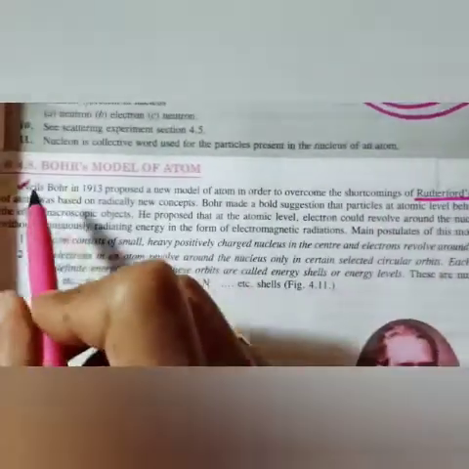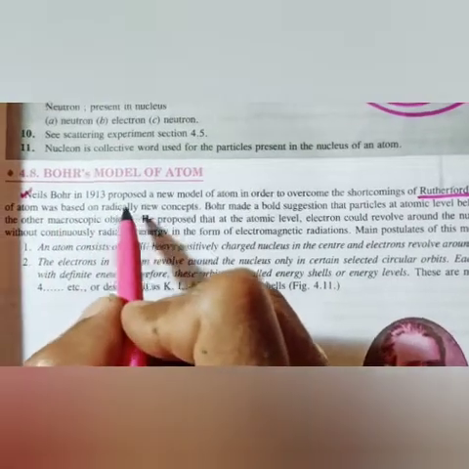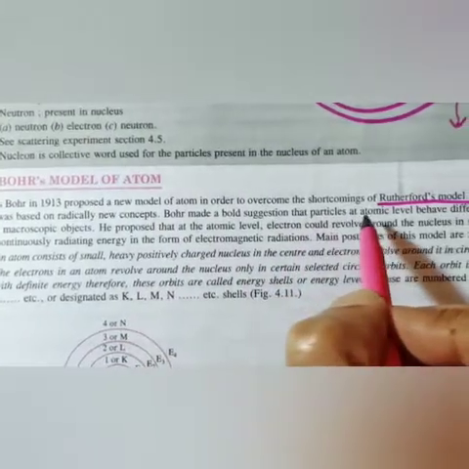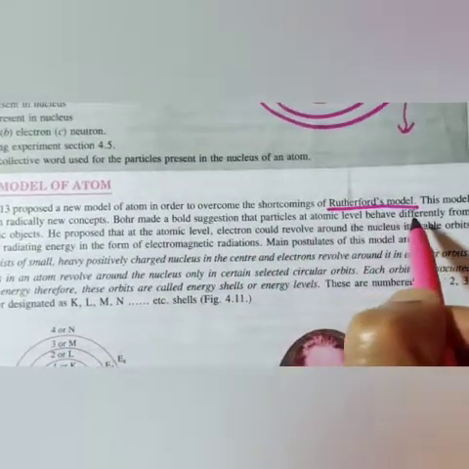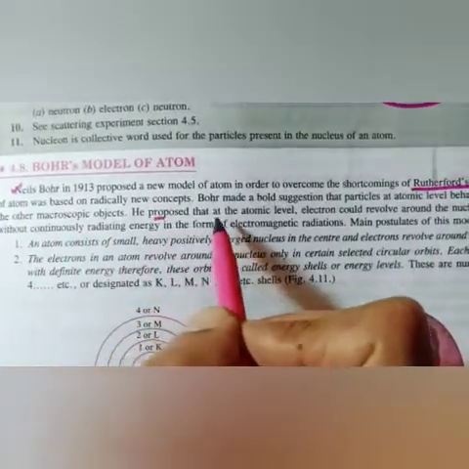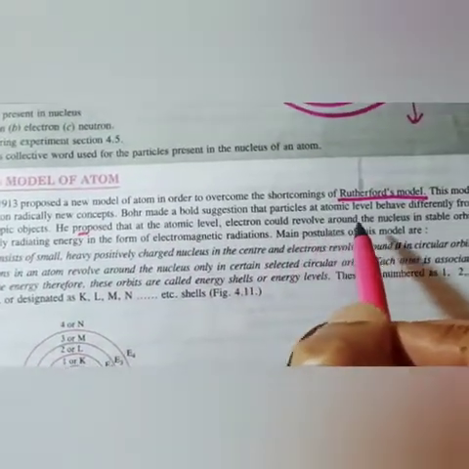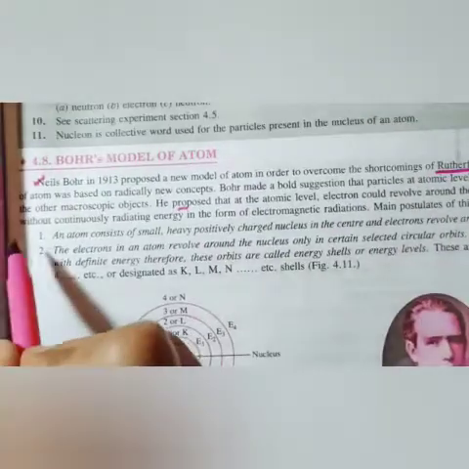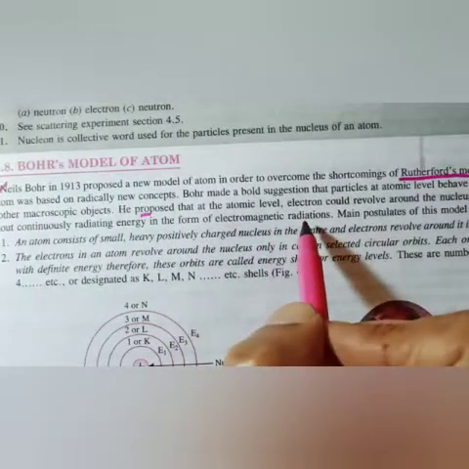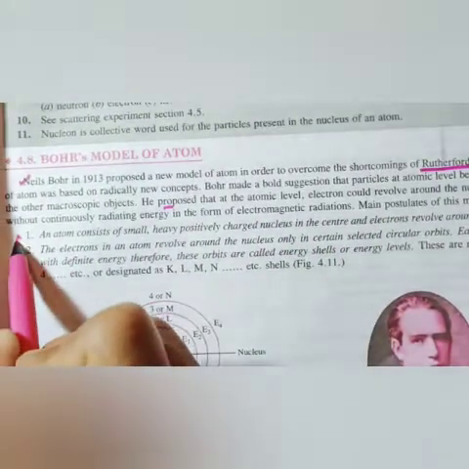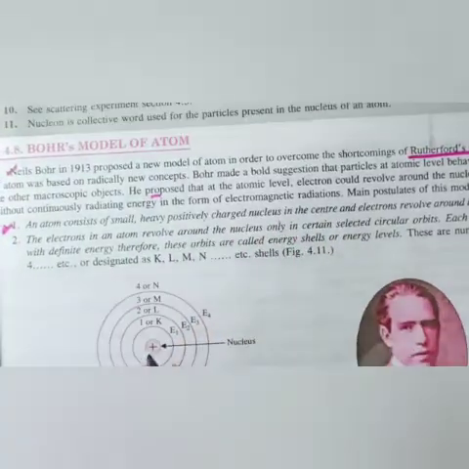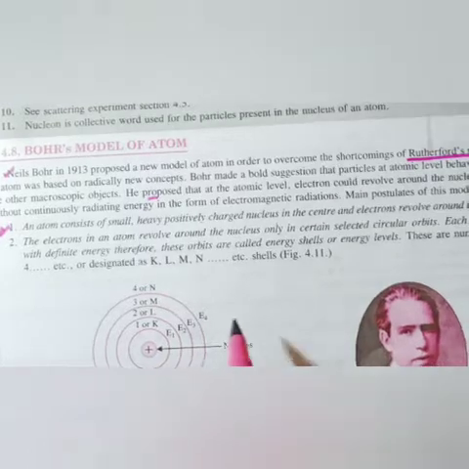This model of the atom was based on a radically new concept. Bohr made a bold suggestion that particles at the atomic level behave differently from other macroscopic objects. He proposed that at the atomic level, electrons could revolve around the nucleus in stable orbits without continuously radiating energy in the form of electromagnetic radiation. The main postulates of the model were: first, an atom consists of a small, heavy, positively charged nucleus in the center. This was the first thing.